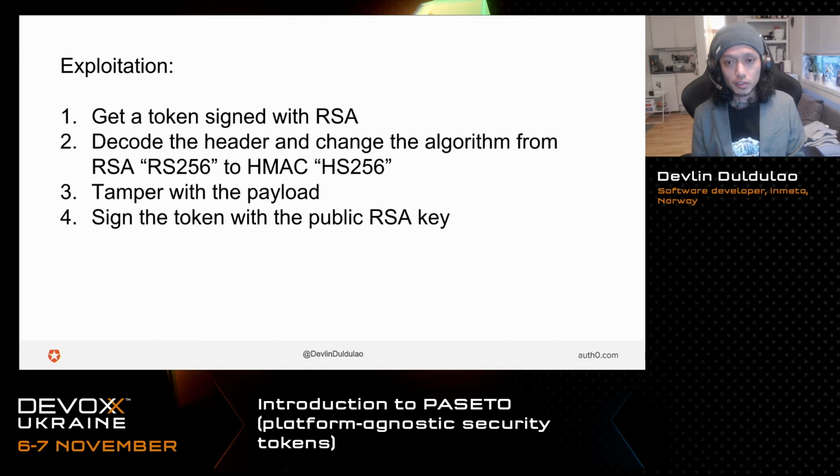Exploitation here in algorithm confusion: you just get a token signed with RSA, and you only have access to the public key. Then decode the header and change the algorithm from RSA to HMAC. Then tamper with the payload, just replace it with whatever you want, and then sign the token with the public RSA key.